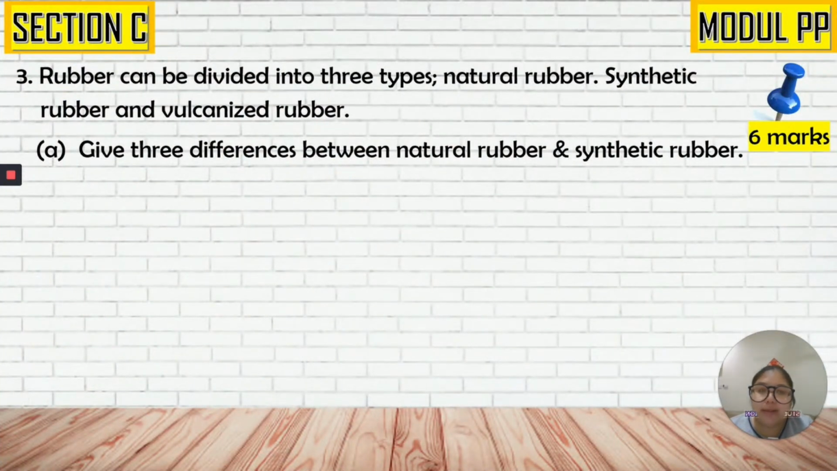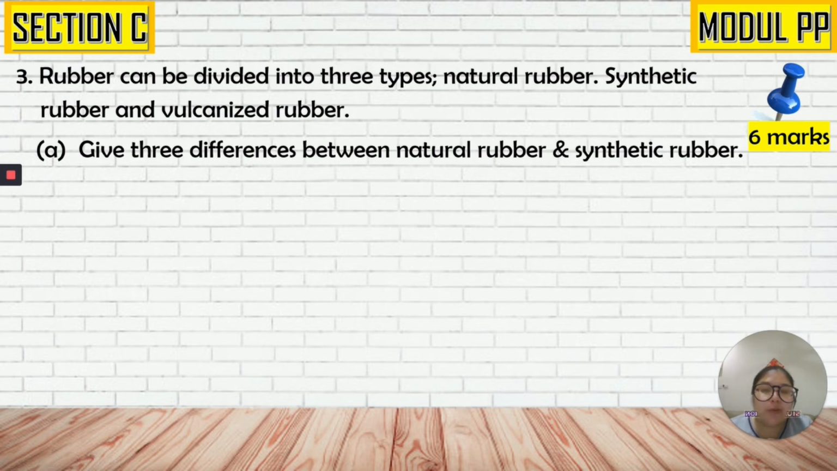Okay, now we go to section C. One of the long questions, 6 marks. Rubber can be divided into 3 types. We have natural rubber, synthetic rubber, and also vulcanized rubber. Now you give the 3 differences between natural rubber and synthetic rubber. So they just want natural and synthetic, and you need to give the 3 differences.